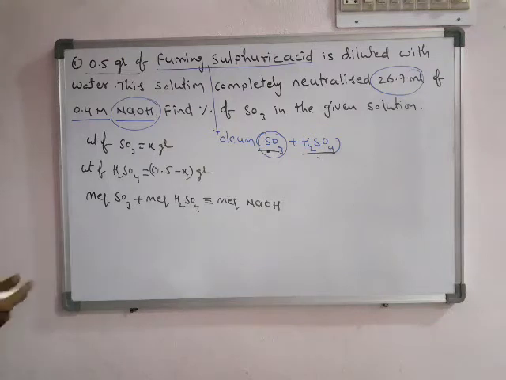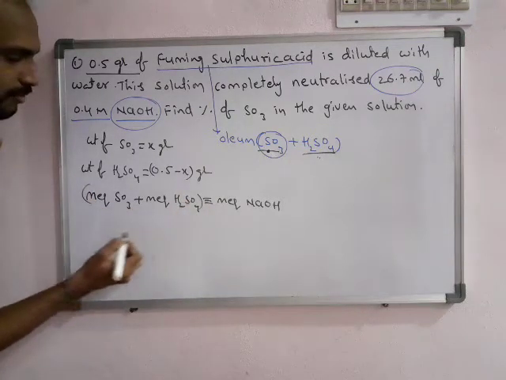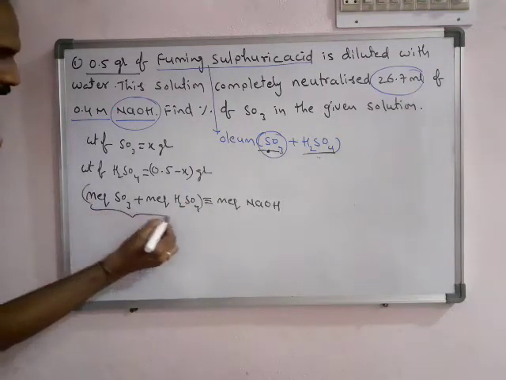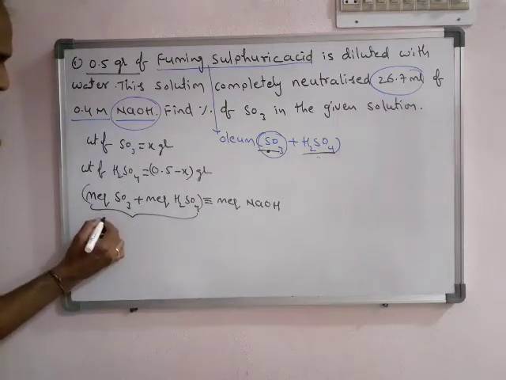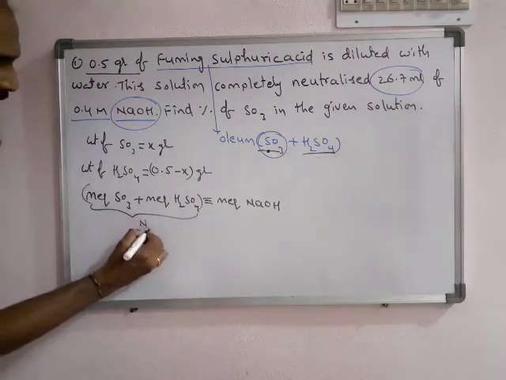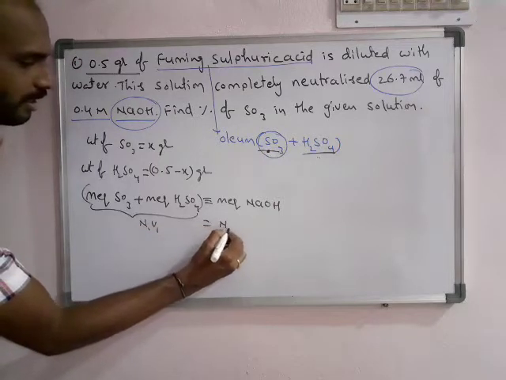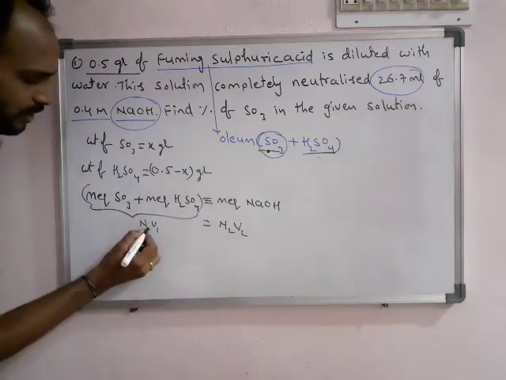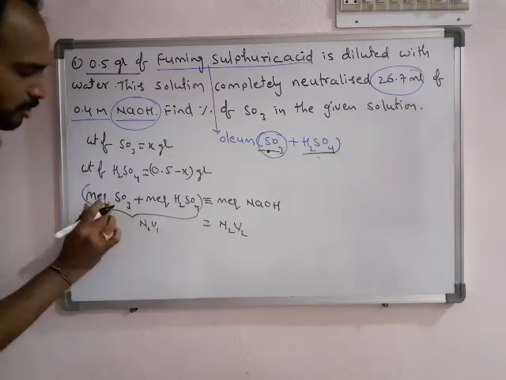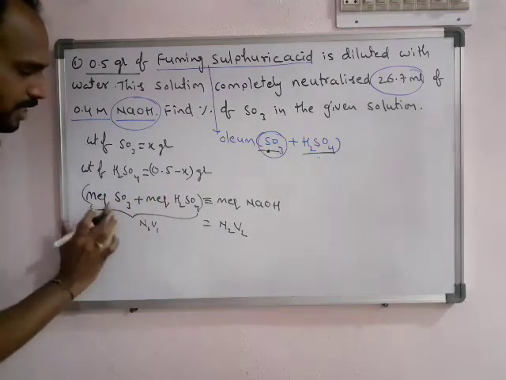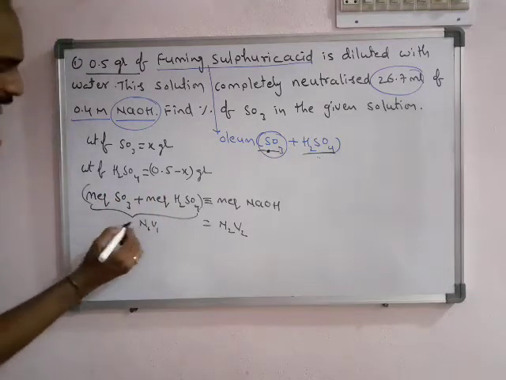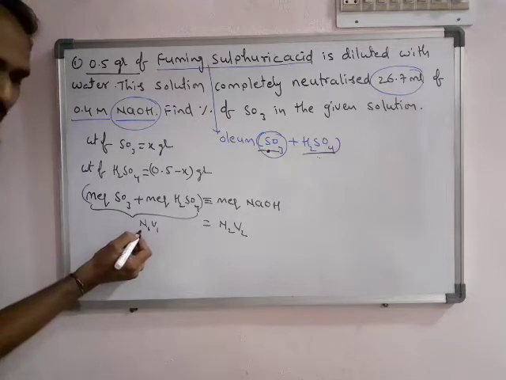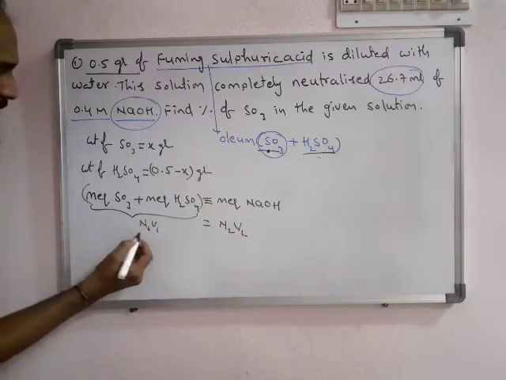Okay. Now N1V1. This type of calculation we do like this. Same N1V1 equals N2V2. So here we need to calculate the normality of this total solution. We do the general normality calculation, like first weight.